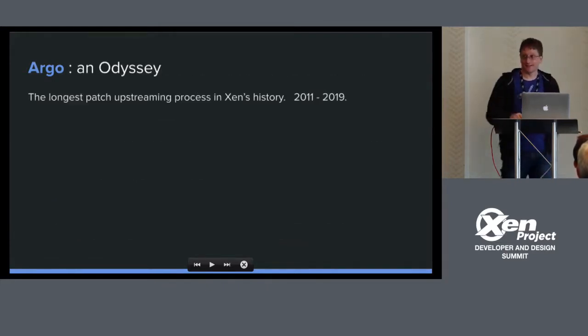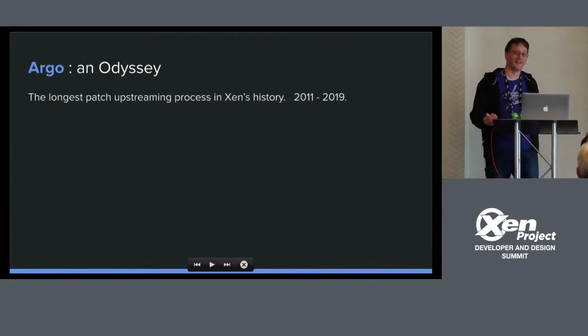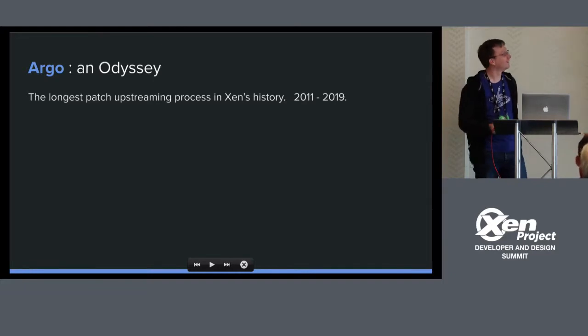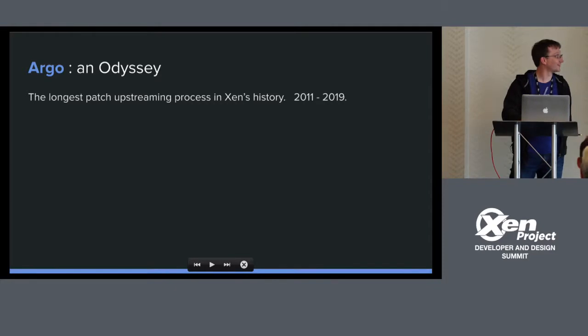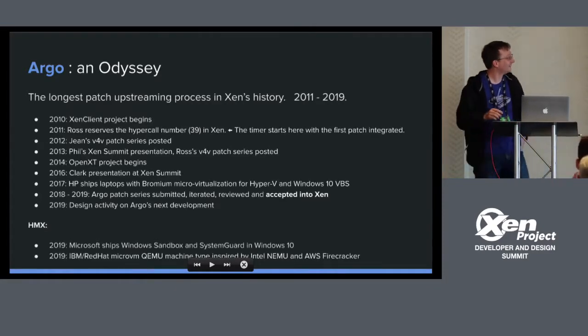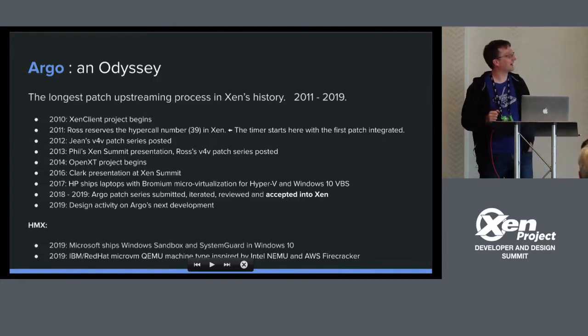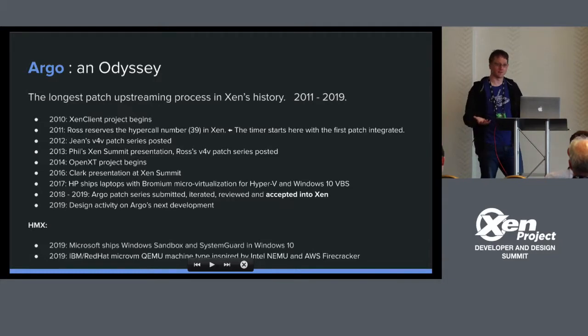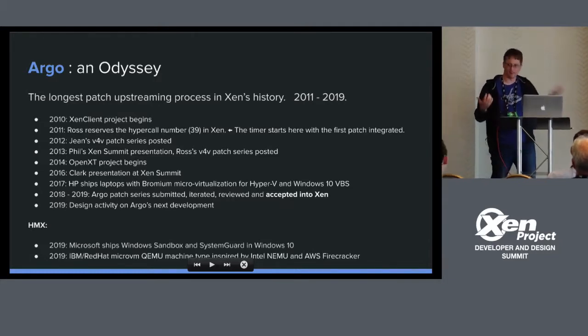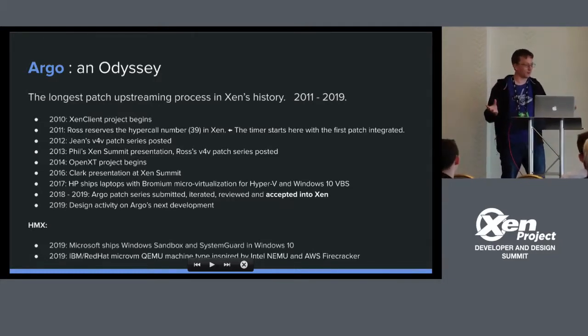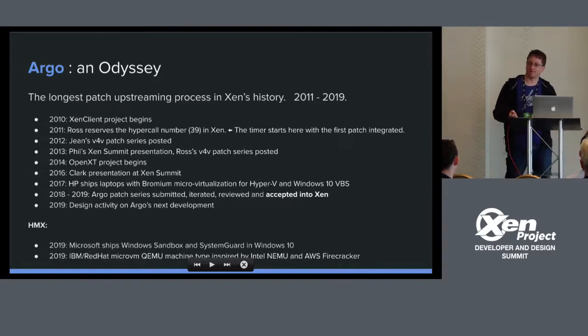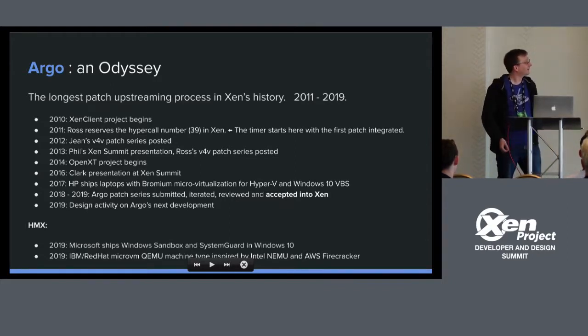So Argo is actually the longest patch upstreaming in Xen's history ever, taking 8 years as far as I'm able to tell. So this is the timeline of what it looks like. Xen Client starts in 2010. And v4v, the original version, was developed in support of this software to meet the requirements of not wanting the network stack to be necessarily involved in your inter-VM communication.